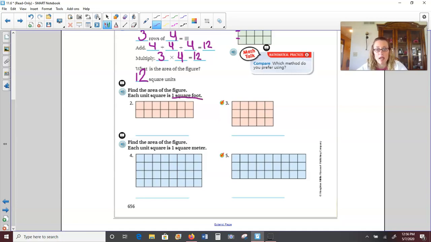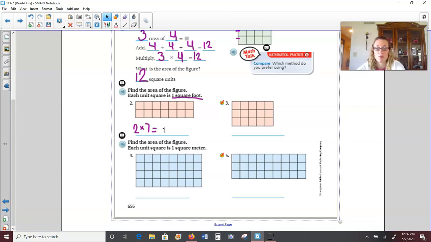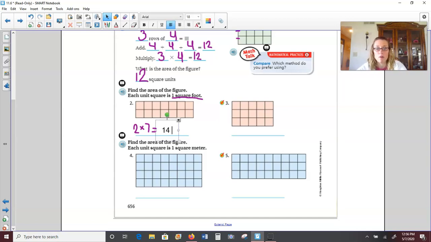So let's count. There are 2 rows. So I'm just going to write my problems out. And there's 1, 2, 3, 4, 5, 6, 7 in each row. So instead of counting them all, I'm just going to do 2 times 7. And 2 times 7 I know is 14. And what would our label be? Square feet. Right. Each square is a square foot. And we have a total of 14 square feet.